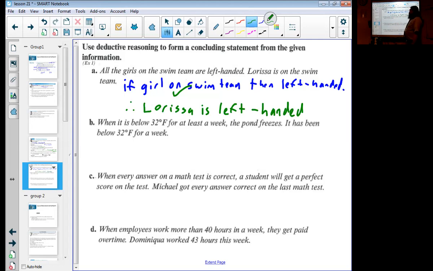For question B, it says, when it is below 32 degrees Fahrenheit for at least a week, the pond freezes. So if it is below 32 degrees for at least a week, then the pond freezes. That is our conditional statement. It has been below 32 degrees Fahrenheit for a week. This front part is true. Our hypothesis is true. Therefore, the conclusion has to be true. Therefore, the pond freezes.